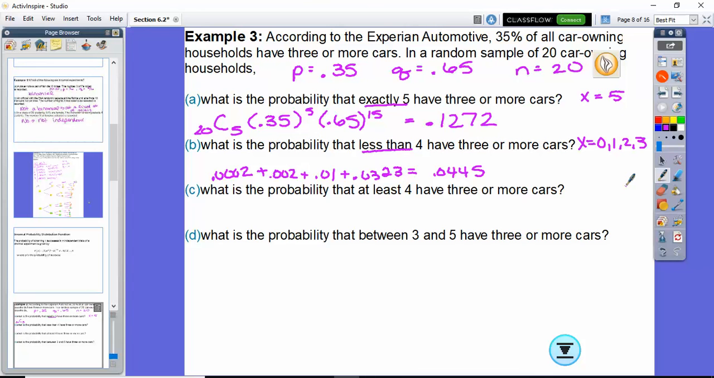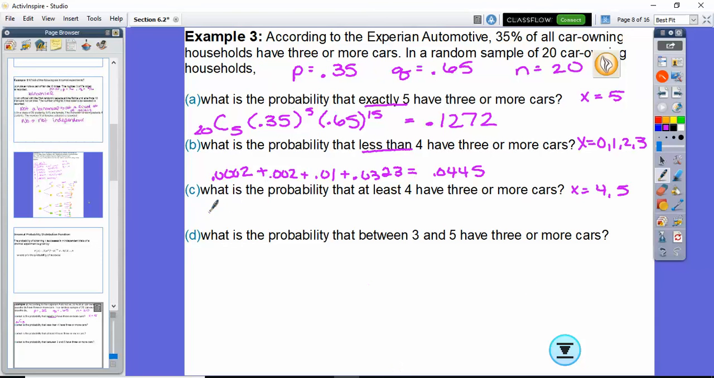So if we did this one by hand, we would do the formula for 0, 1, 2, and 3. Okay, so C, what is the probability that at least 4? So at least 4 means it could be 4 or it could be 5. So how could I find that?